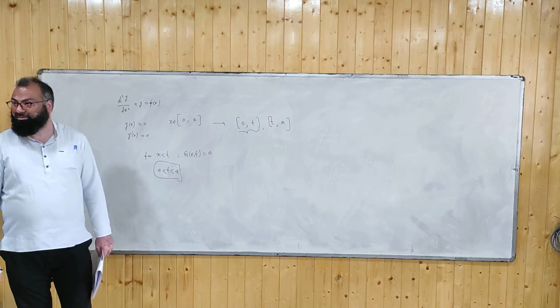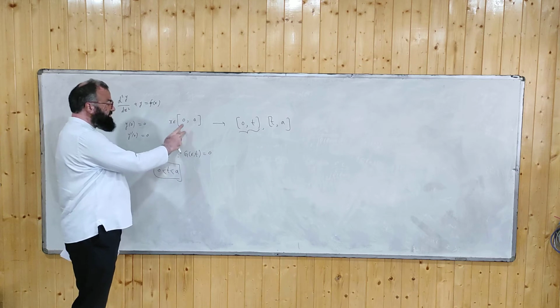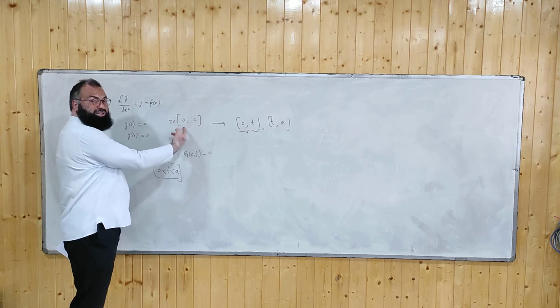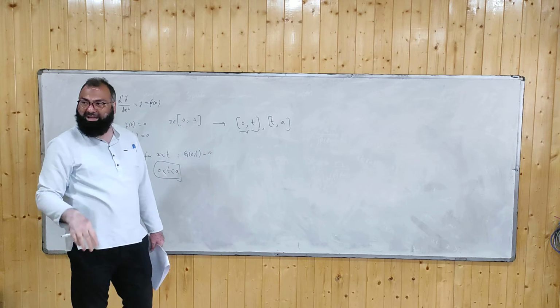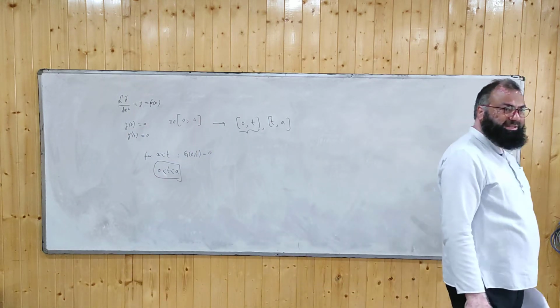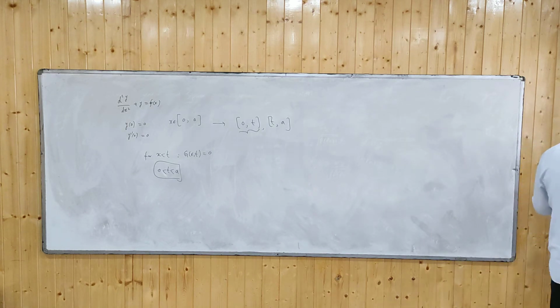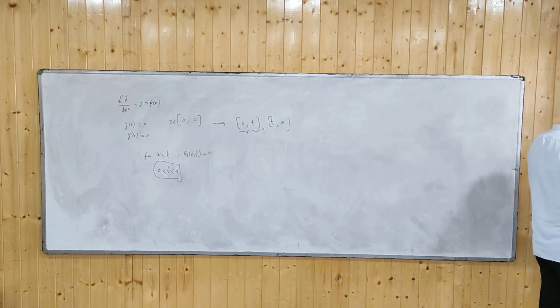Clear? Because I had not actually specified the interval yesterday. So actually the interval looks like this: the initial point and the final point. The final point can be infinite. Clear? Got it? So this was an error in yesterday's problem. The rest of the things are the same.